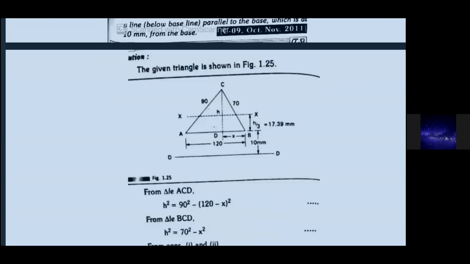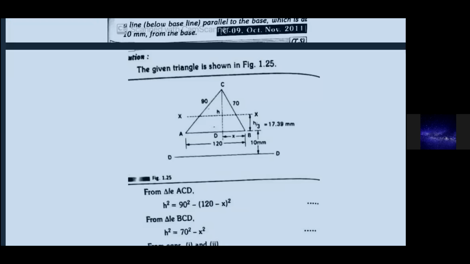For finding the height of the triangle, you have to draw a vertical line. Here, ABC is the triangle. AB is the largest side, 120. AC is 90 and BC is 70. From C, draw a perpendicular line, that is CD, the vertical line drawn from C to AB. That gives the height of the triangle.